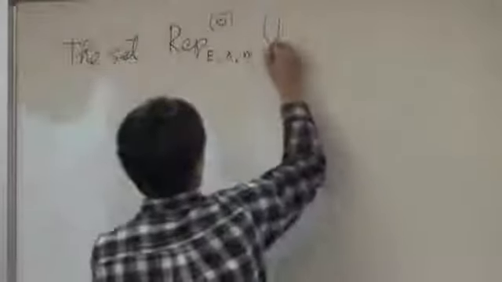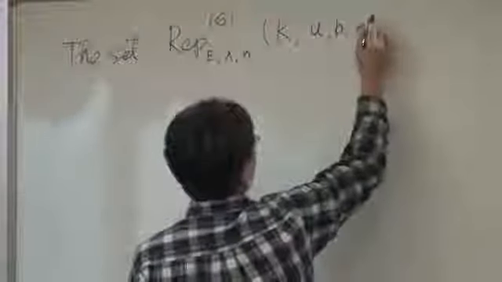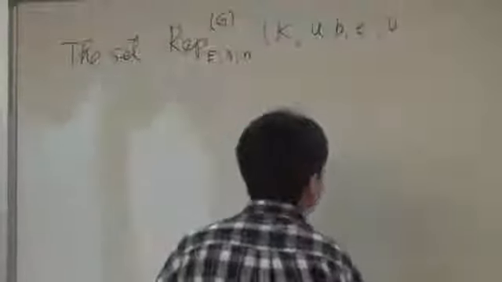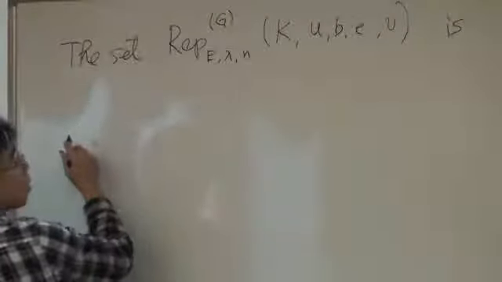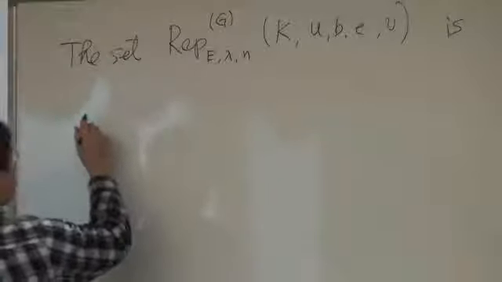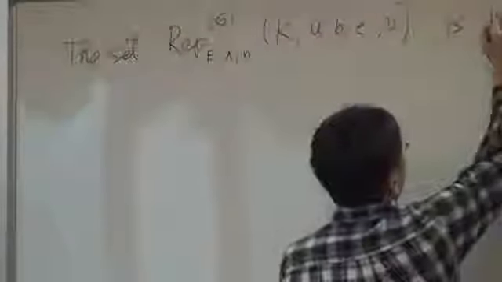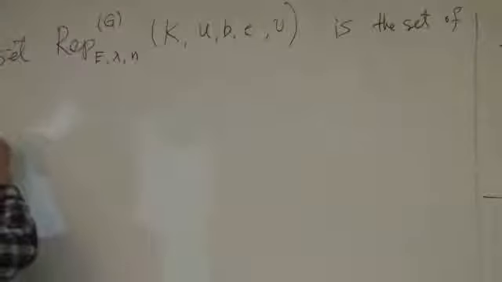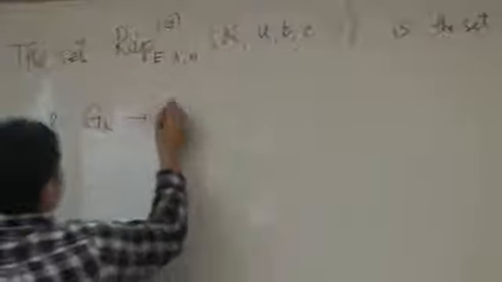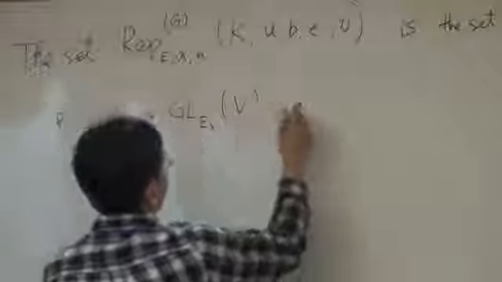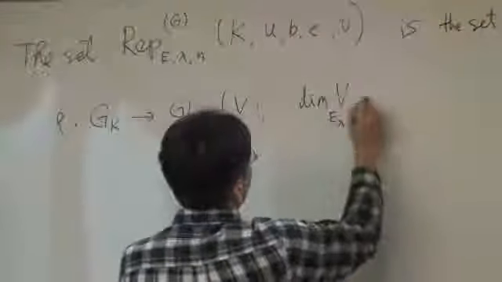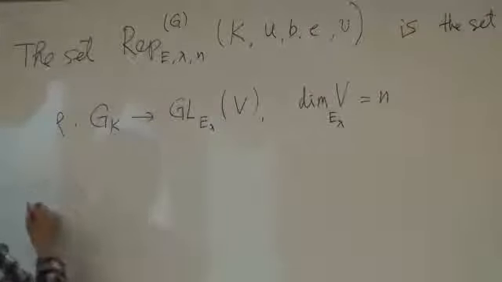So the set of representations is the set of rho, and the first condition is semi-stable.